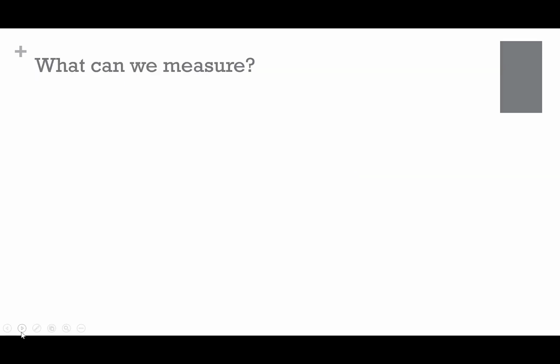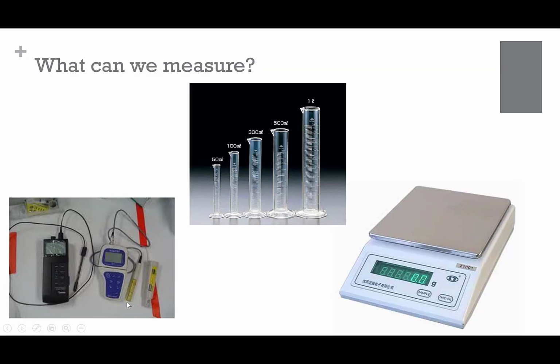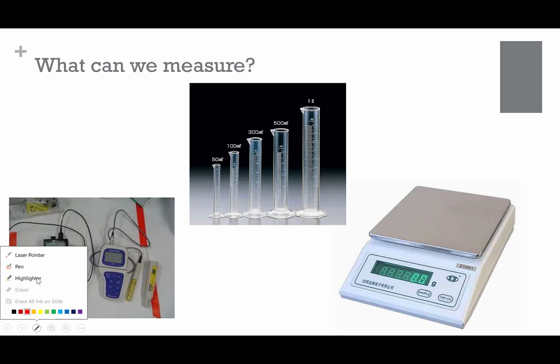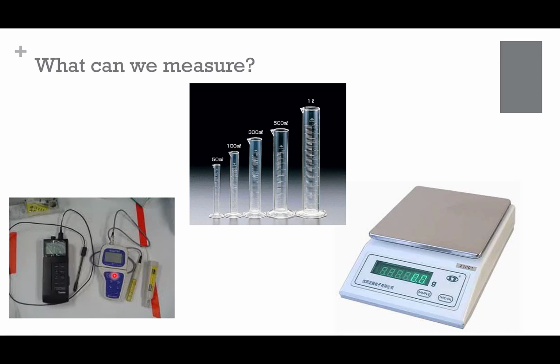So let's think about the things that we can measure in the lab. Here we've got a pH meter. We'll talk more about that in general chemistry too. Here we've got some graduated cylinders, so they measure volume. There'll be a connection that we make with volume later on. Today, we're going to focus in on this one.